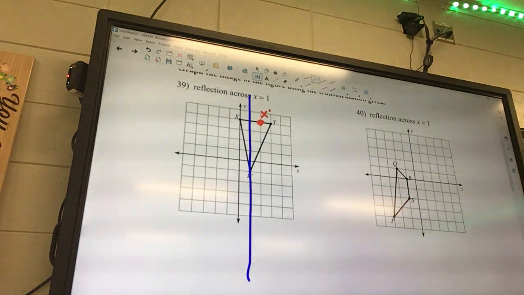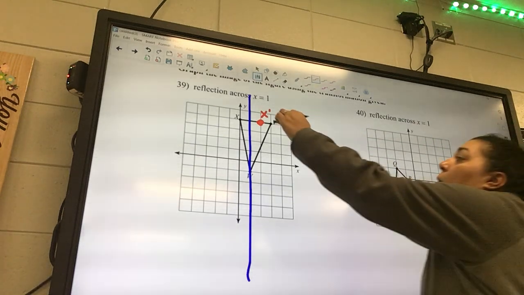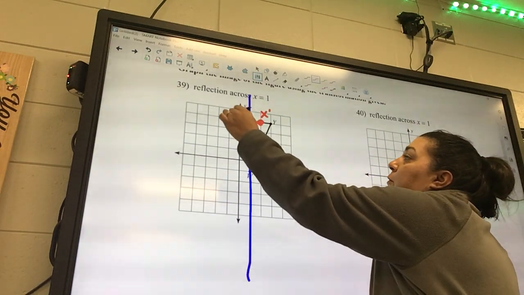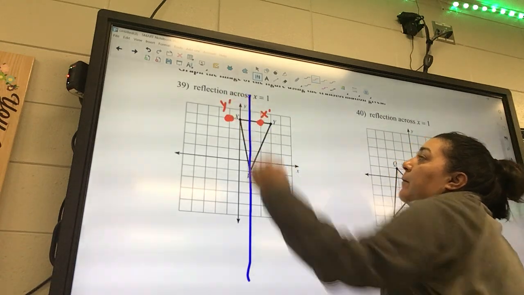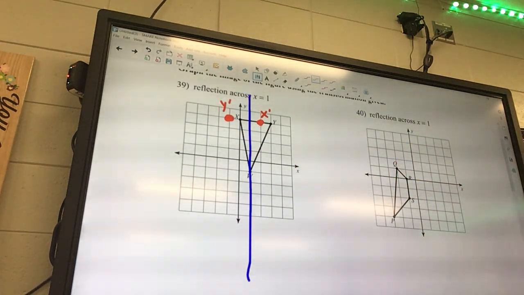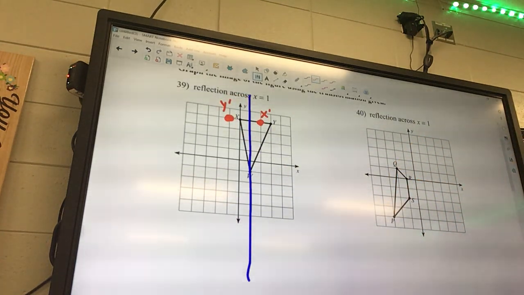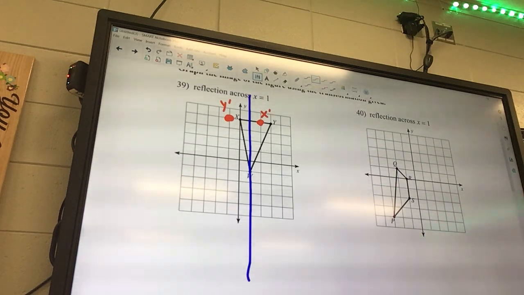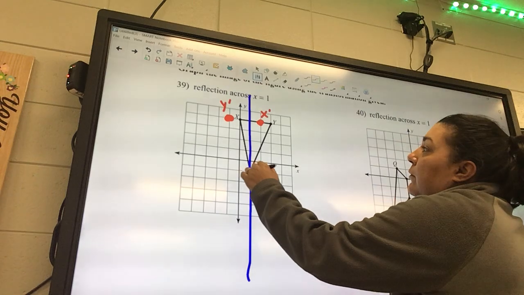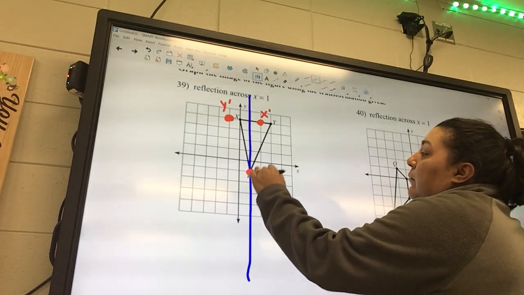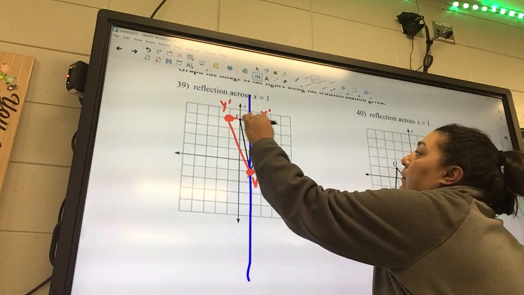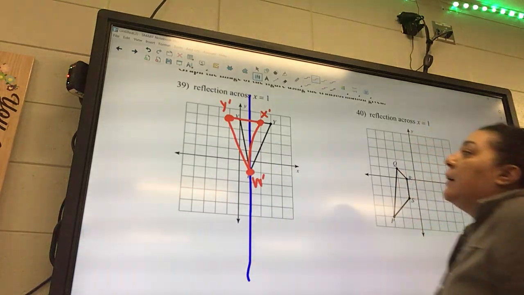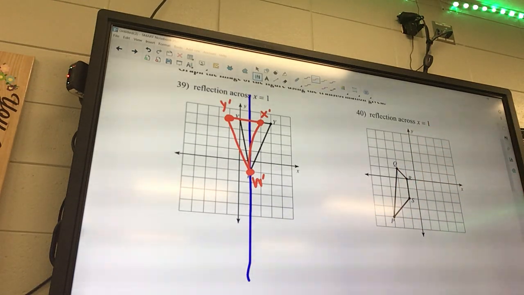Okay, what about for the y? How many times would I have to move? 2. So we got 1, 2. So 1, 2. This is my y prime. And for the w, how many times do I have to move? 0. It stays there. Okay, so that's my new picture.